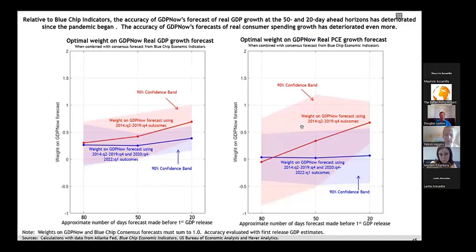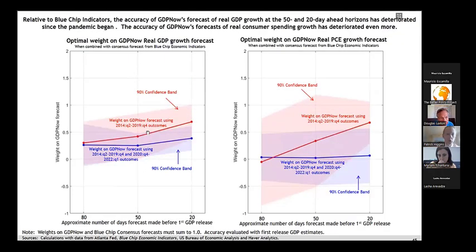I guess the last point, these will be the last couple of slides. If you wanted to do a weighted average of GDPNow and the Blue Chip forecasters, this is what the weights you would assign to GDPNow would be.